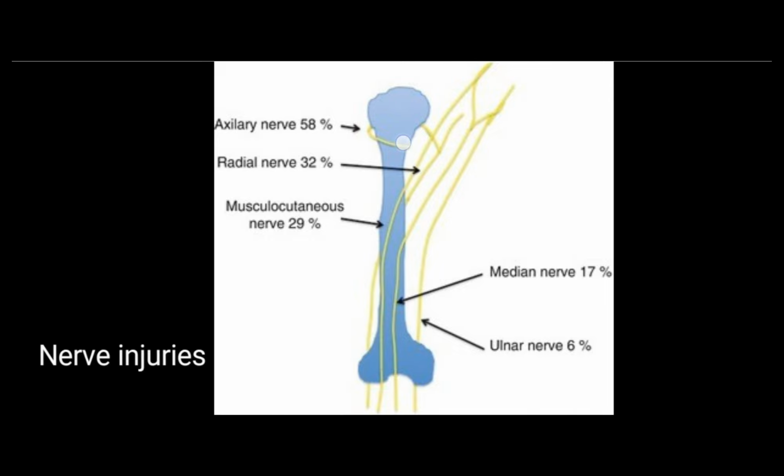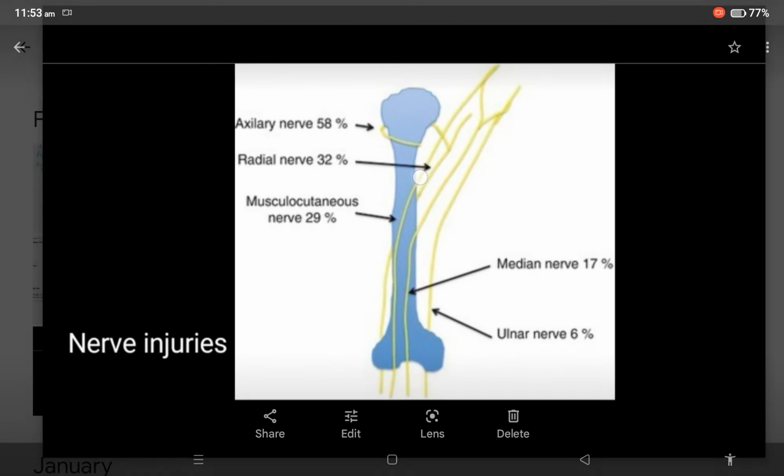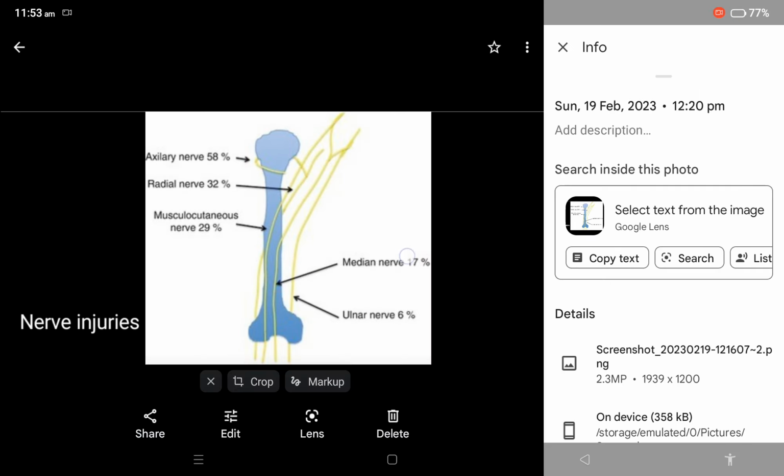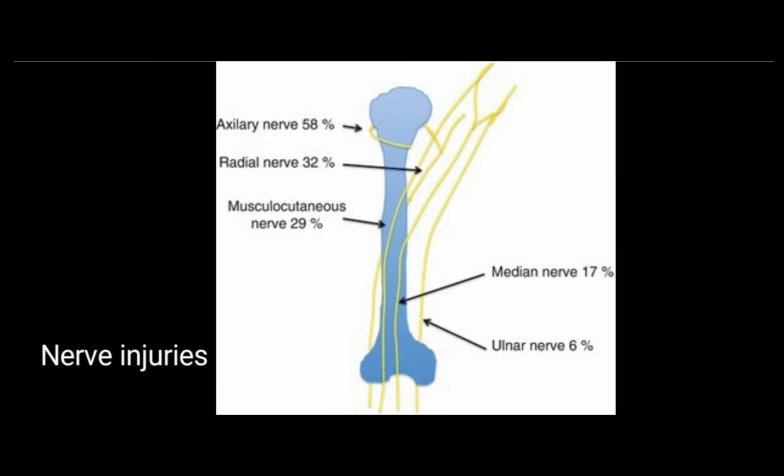Around the surgical neck, axillary. Then we have midshaft humerus, radial. Then we have median in the lower part of the humerus, and at the medial epicondyle, ulnar. So how will you remember? The mnemonic, from above downwards, is ARM U: axillary, radial, median and ulnar.